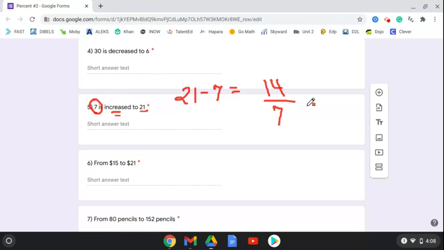14 divided by 7, you know that's 2. But remember, you got to multiply by 100 because percent is out of 100. So percent, amount of change, 14, divided by original amount of 7, multiplied by 100 to get your percentage of 200%. Right? 14 divided by 7 is 2. 2 times 100 is 200, and this is percent increase. Say 200% increase.